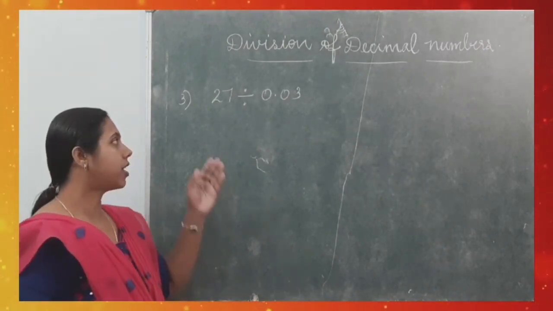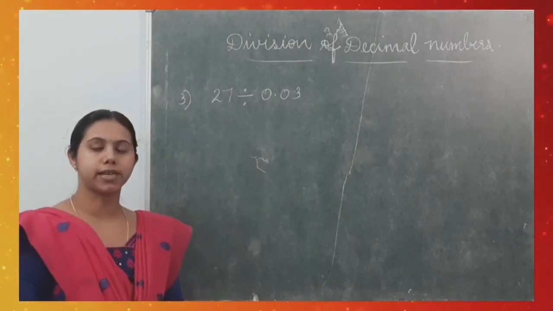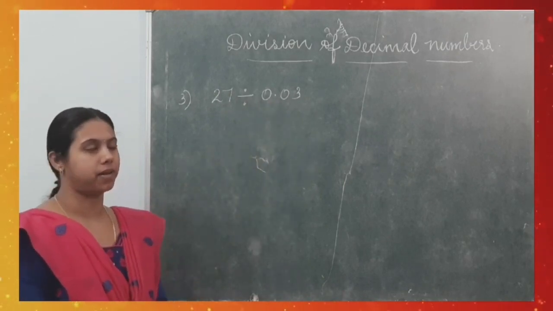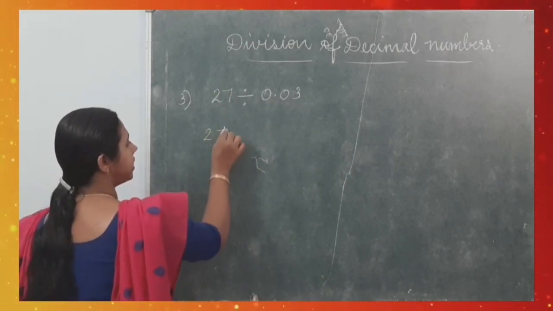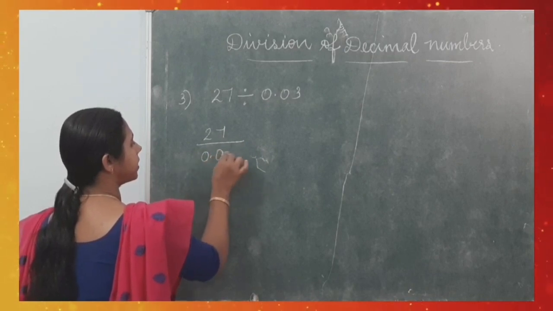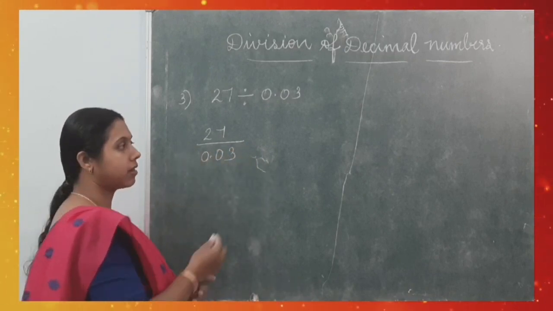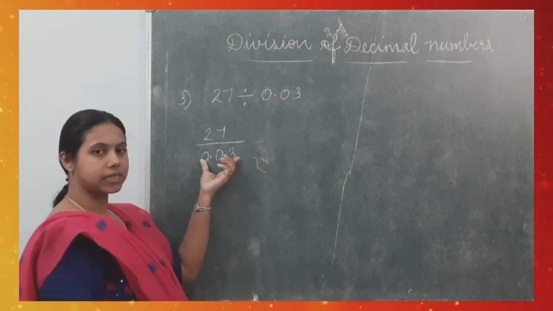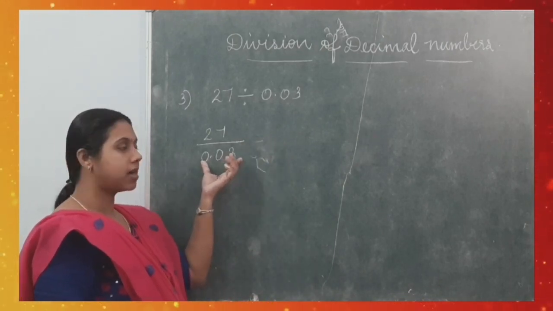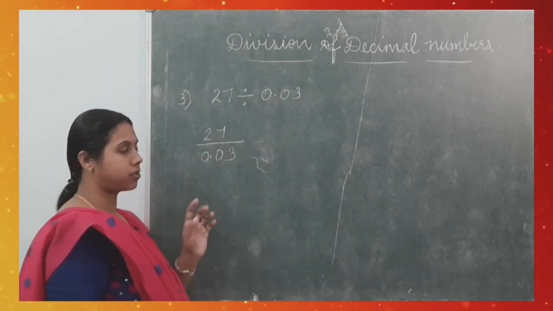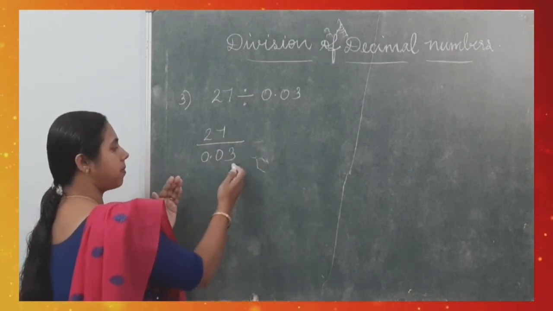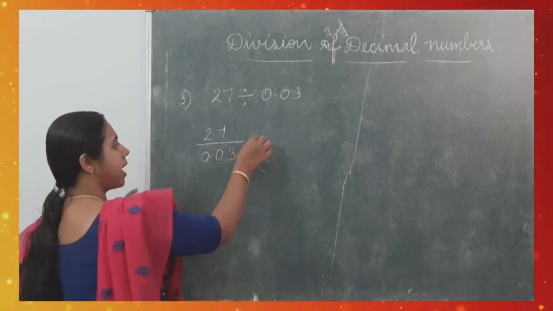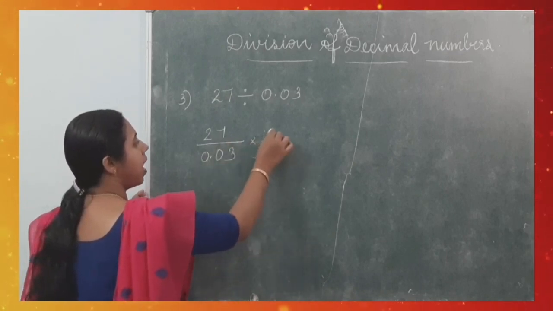The next one is 27 divided by 0.03. A whole number is dividing by a decimal number. So you can write it as 27 by 0.03. You can see the denominator is a decimal number, convert it into a whole number. To get a whole number, there are two decimal places, so you should multiply by 100. So multiply the numerator and denominator by 100.